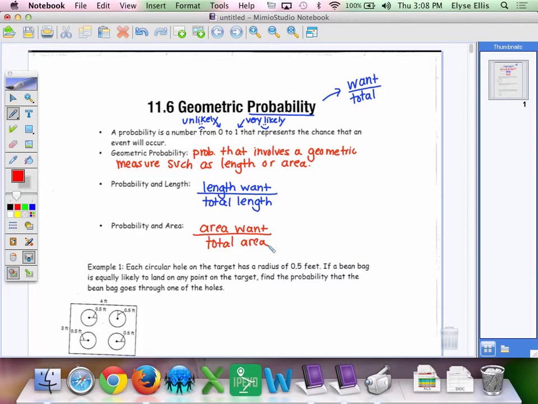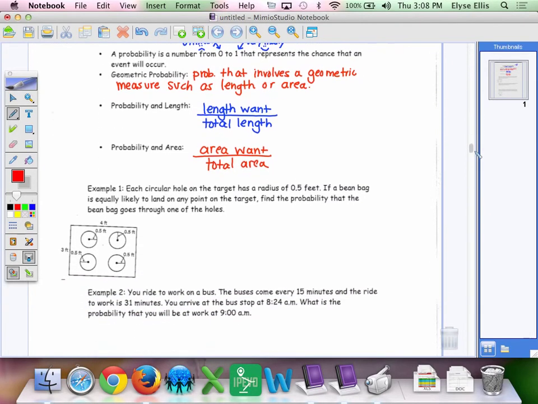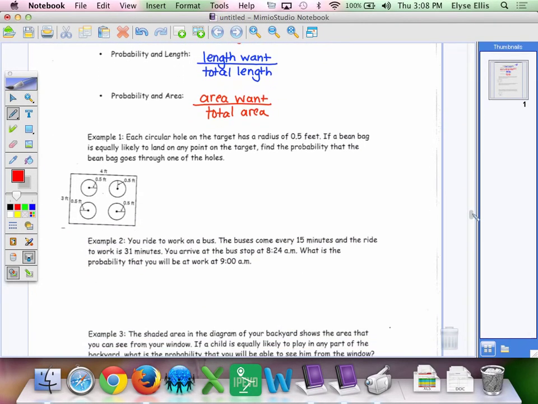We can kind of sum it back down to that. Now, you're going to have some interesting descriptions and pictures today. So down here in example 1, each circular hole on our target has a radius of 0.5 feet. If a beanbag is equally likely to land on any point on the target, find the probability that the beanbag goes through one of the holes. Okay, so when I'm looking at that picture, you see 4 circles, and then there's this big square or rectangle going around it. And we need to find all of those shapes. So I'm going to start with the square. That's kind of our total figure.